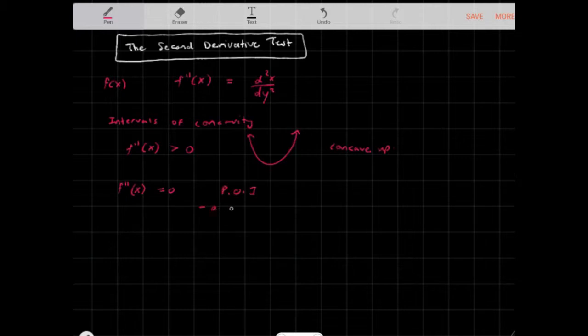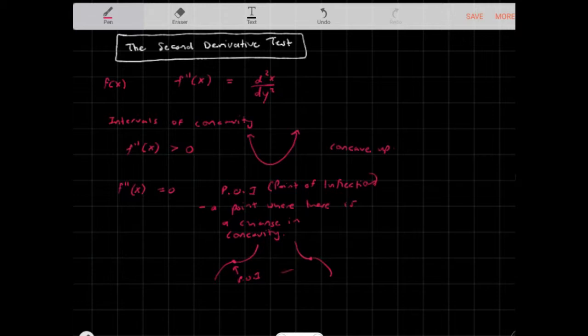A point of inflection is a point where there is a change in concavity. An example of this would be if the graph was concave down and then it became concave up. So this would be a point of inflection. We use POI for point of inflection. Or we can have a concave up portion and then a concave down portion, so this is also another point of inflection. Now if f double prime of x is less than 0, we have a concave down portion of the graph.